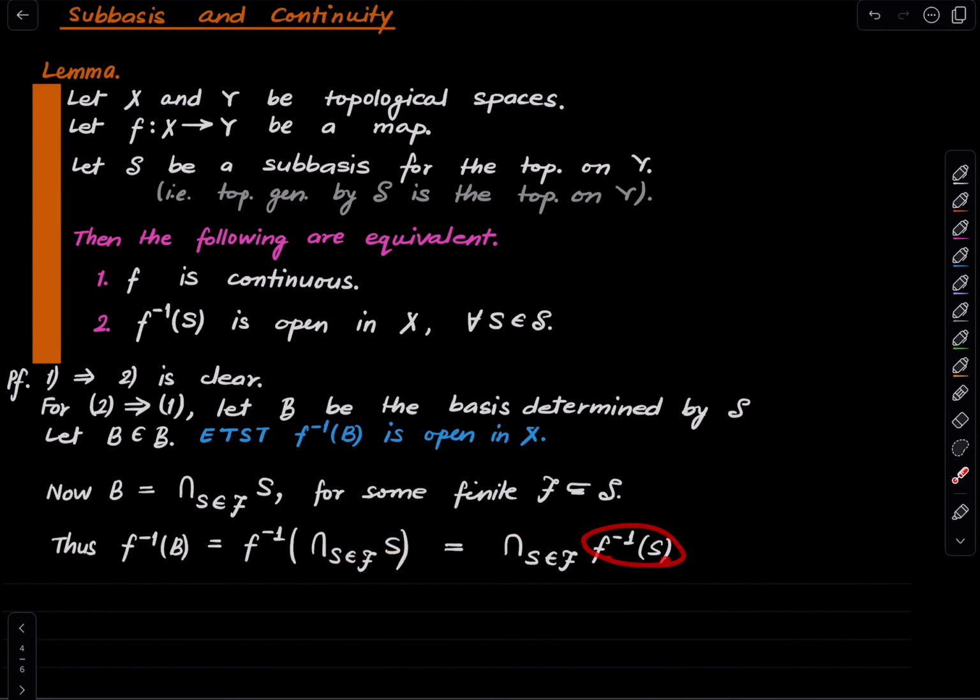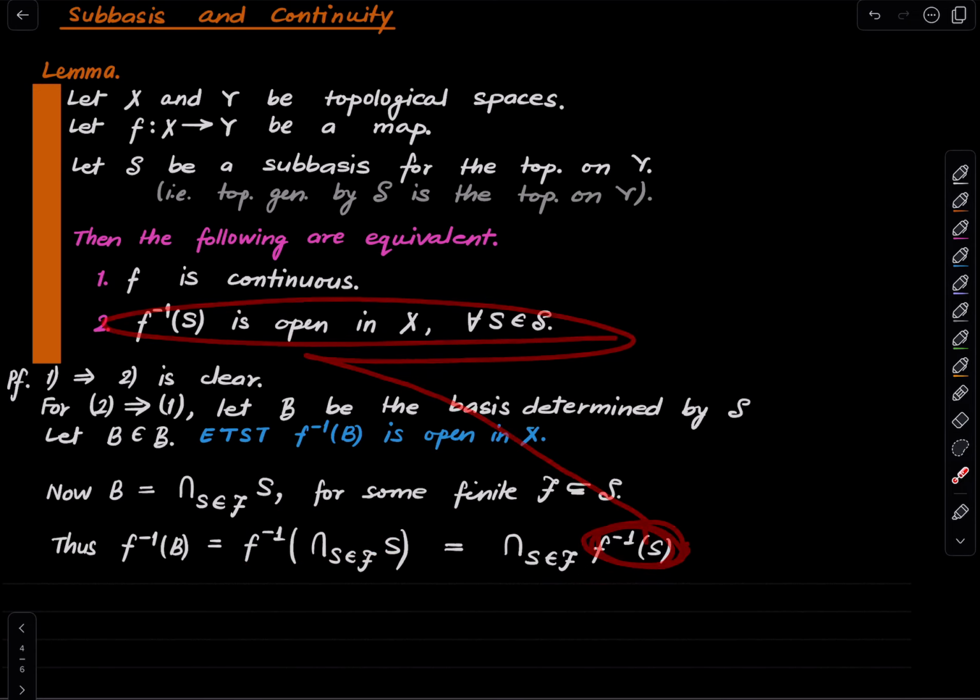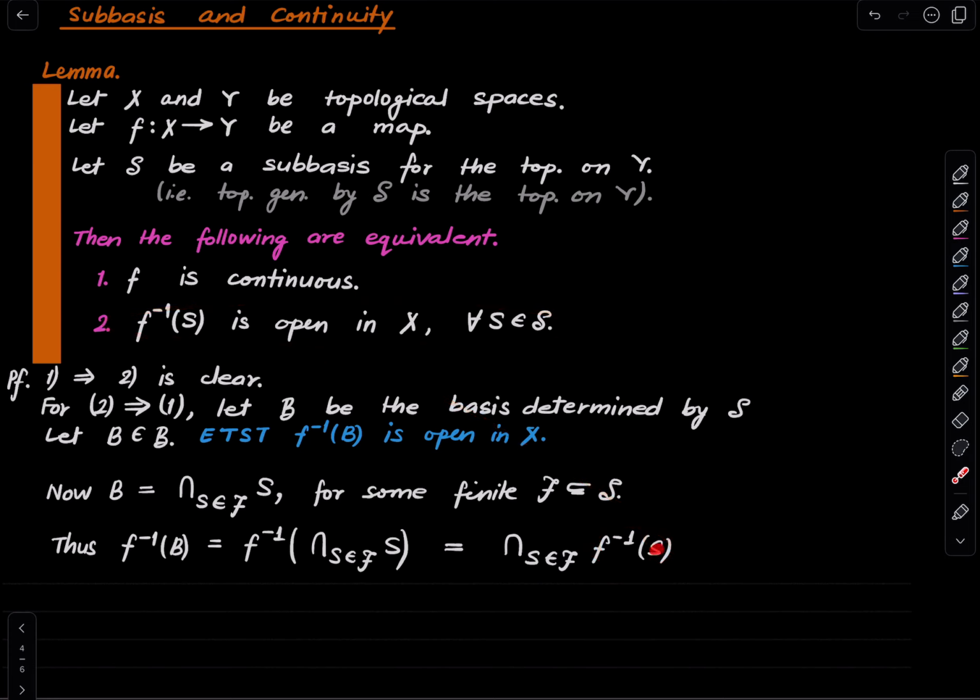Now this is open in X by hypothesis. So this is open in X for each S, since if S is in script F, S is also in script S. And we are intersecting only finitely many such things because this is a finite set. And therefore this is open in X. And that's it. We've shown that this is open in X, and that is what we wanted to do. So the proof was trivial, but still I wanted to give full details.